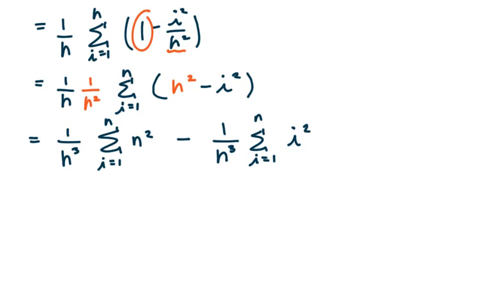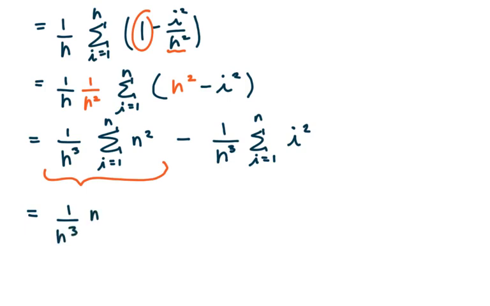So I've used my difference property for sums, and I can calculate this first sum here. n, of course, n squared, that's a constant. That's not going to be changing within the context of this problem. i will be changing. So this is now the same as 1 over n cubed.